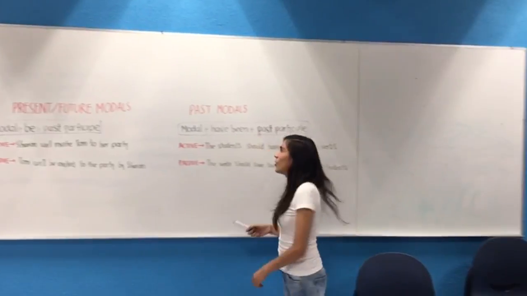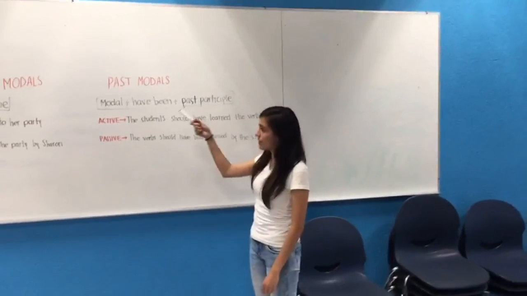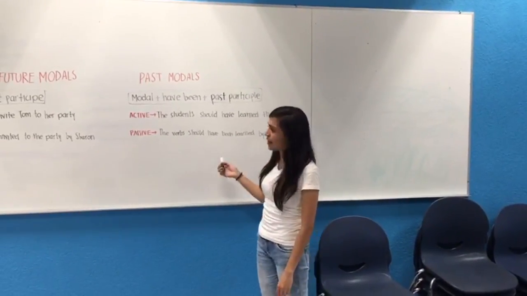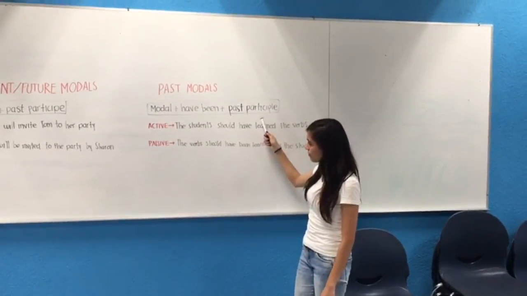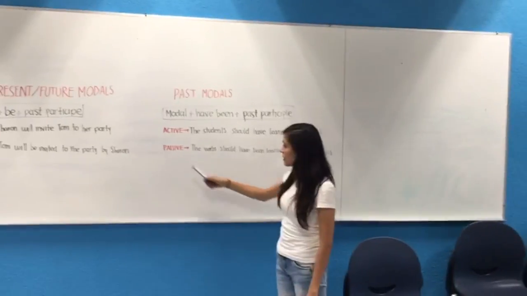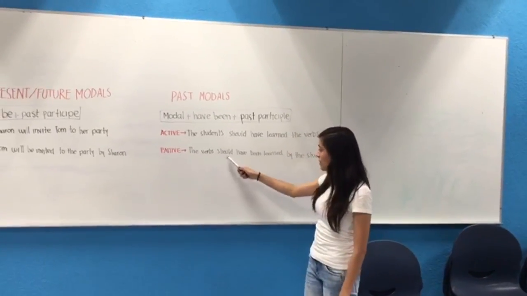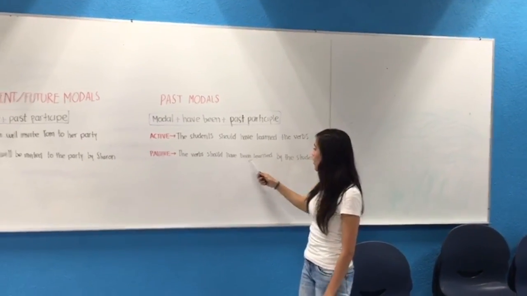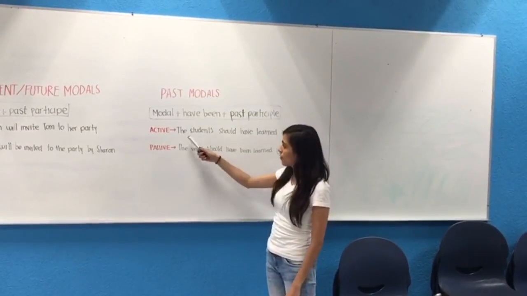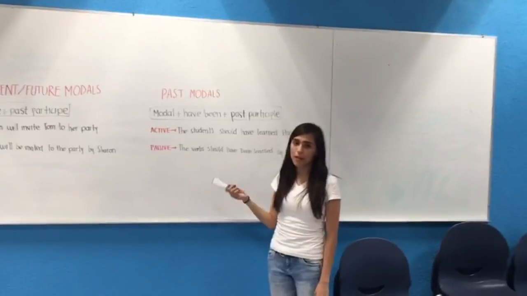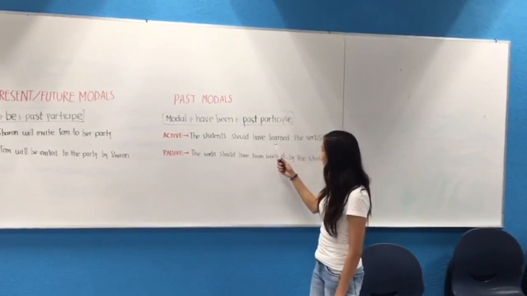After, we're going to view past models, and it's the same formula: model plus have been plus past participle. In passive, we use past participle: The verbs should have been learned by the students. And in active, we use the students first because it's the subject: The students should have learned the verbs.